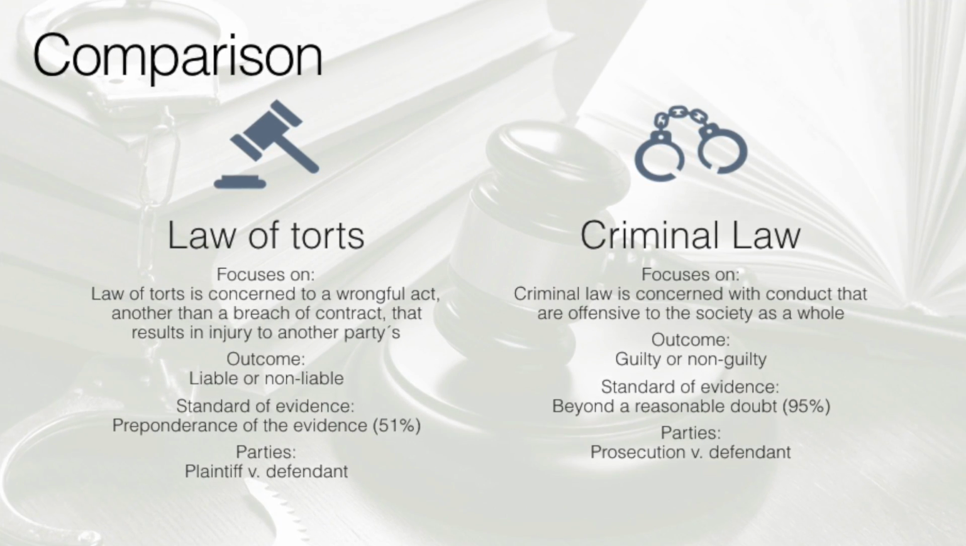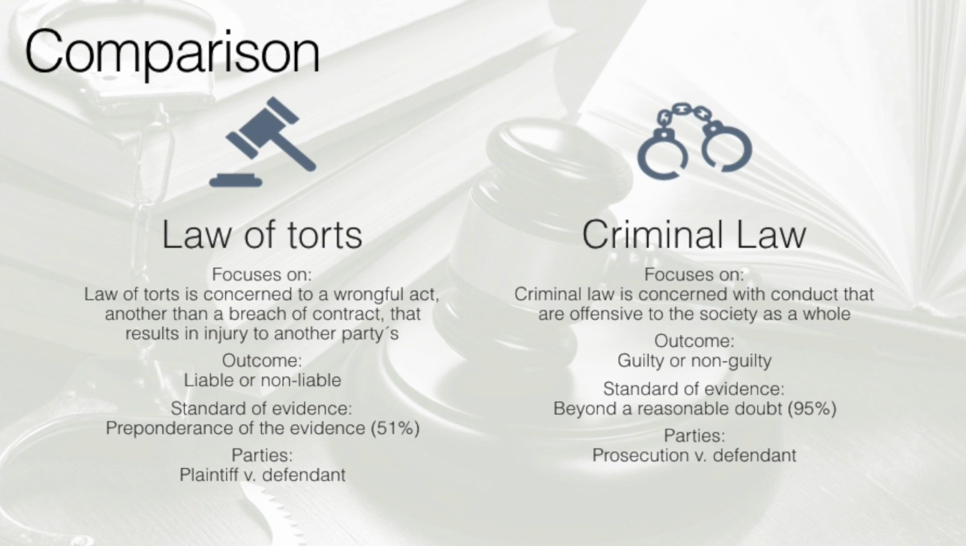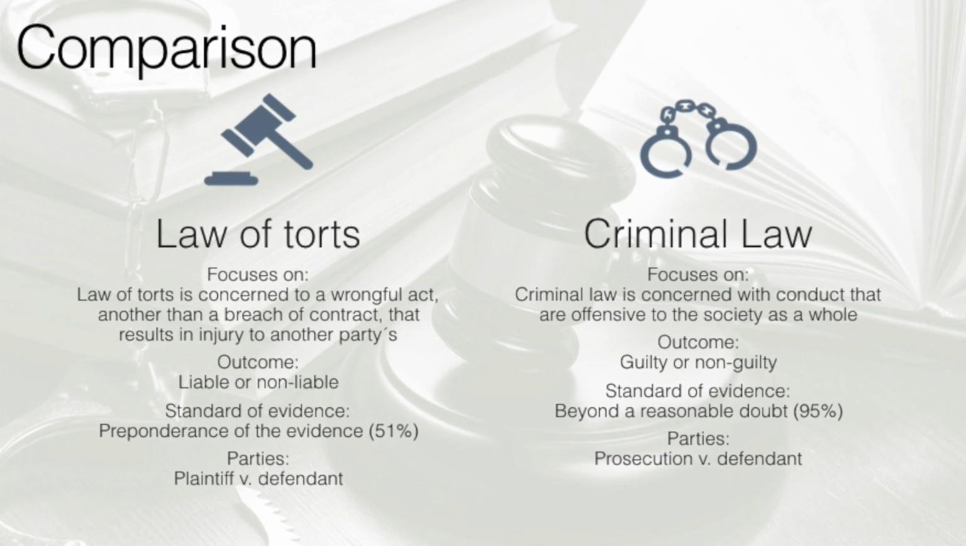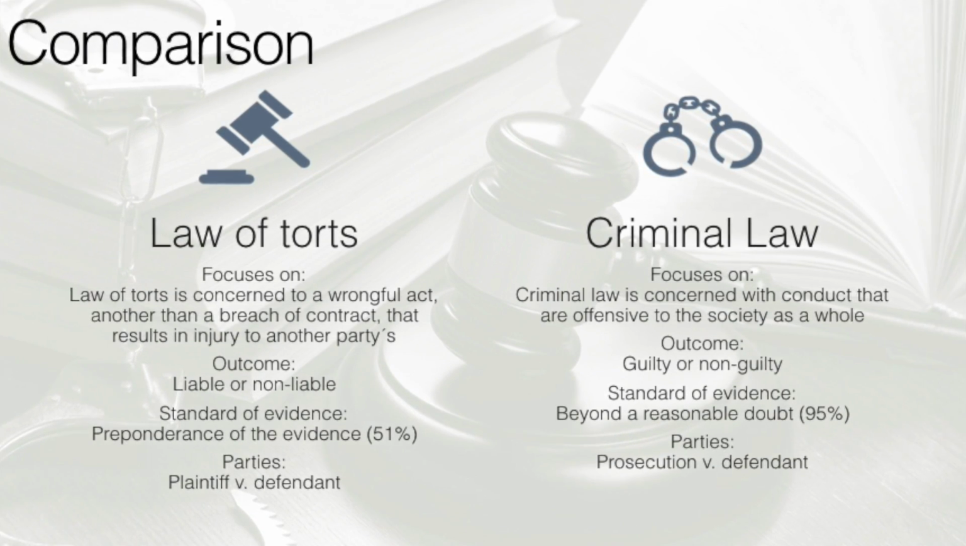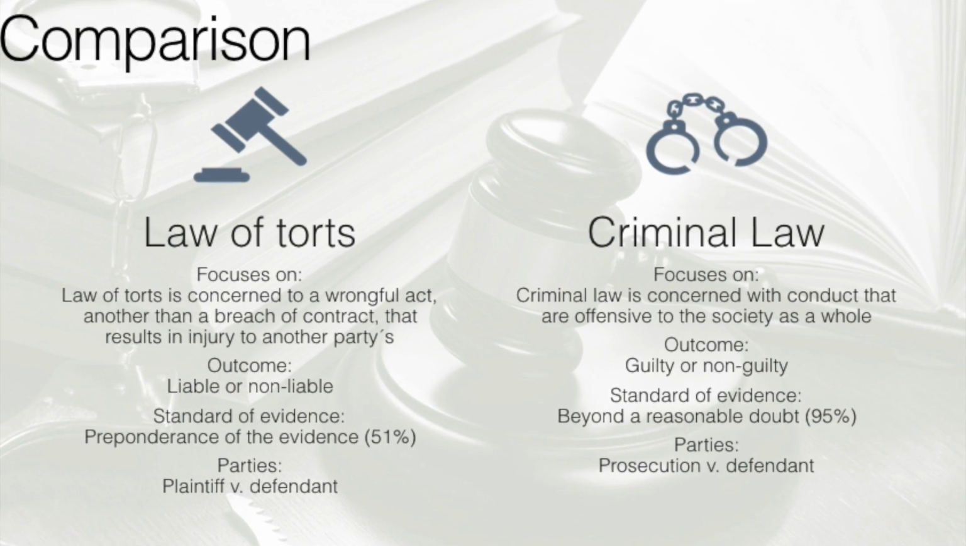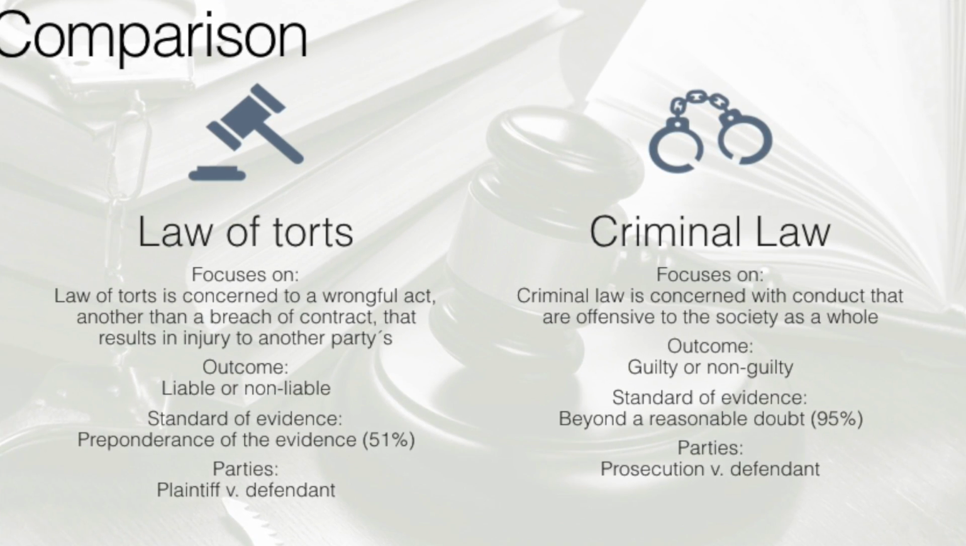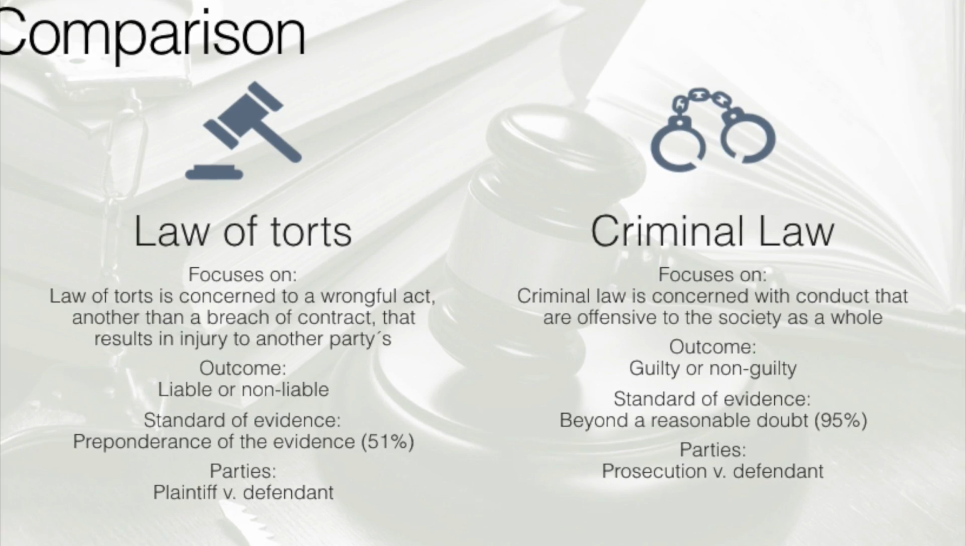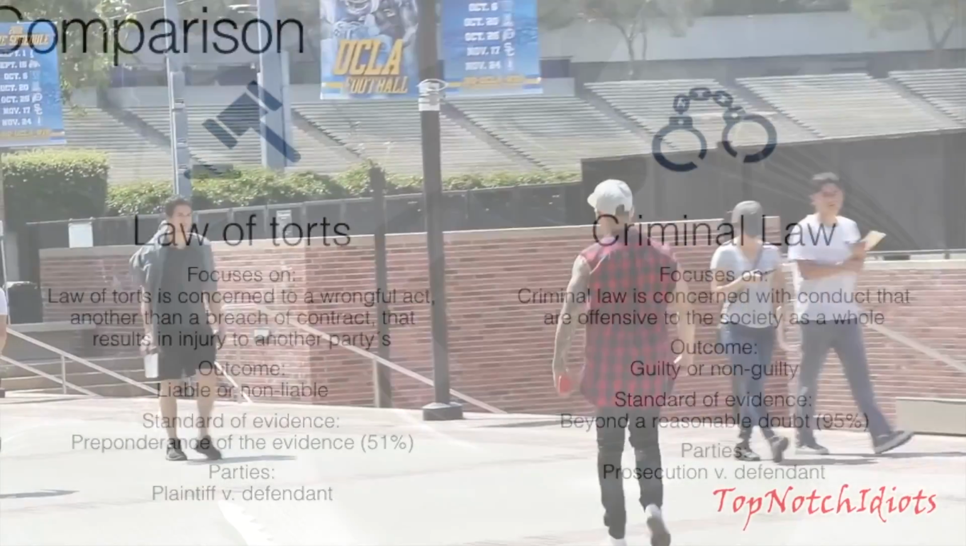On the other side, criminal law is concerned with conduct that is offensive to society as a whole. The outcomes are guilty or not guilty, the standard of evidence is beyond a reasonable doubt, and the parties are the prosecution and the defendant. Also, the law of torts intent is collecting damages, the types are intentional tort, negligent tort, and strict liability, and the consequences are reimbursement, compensation, and punitive damages.